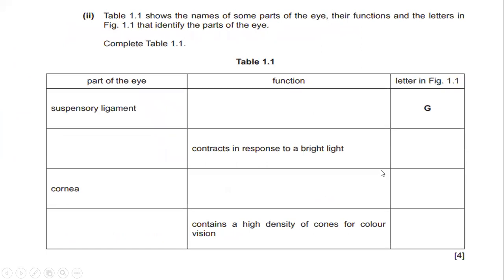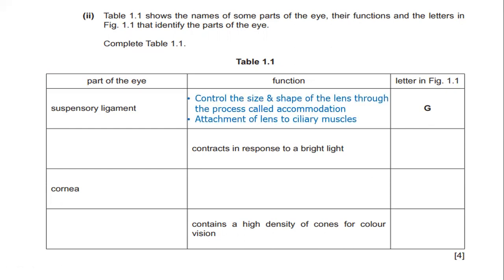Table 1.1 shows the names of some parts of the eye, their functions, and the letter in figure 1.1 that identifies the parts of the eye. Part of the eye is the suspensory ligament, which is G. So you know that suspensory ligament controls the size and the shape of the lens through the process called accommodation. And also suspensory ligament is attached to the lens via ciliary muscles.